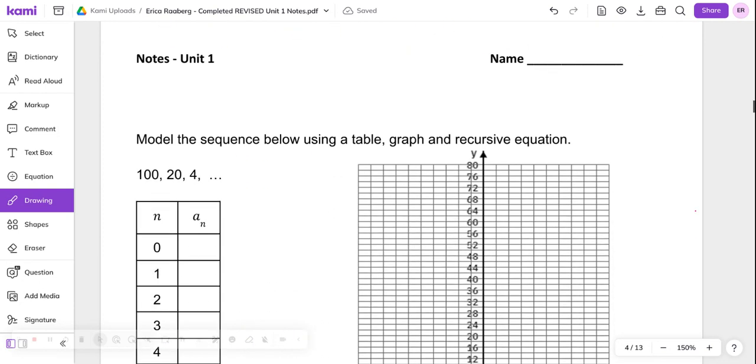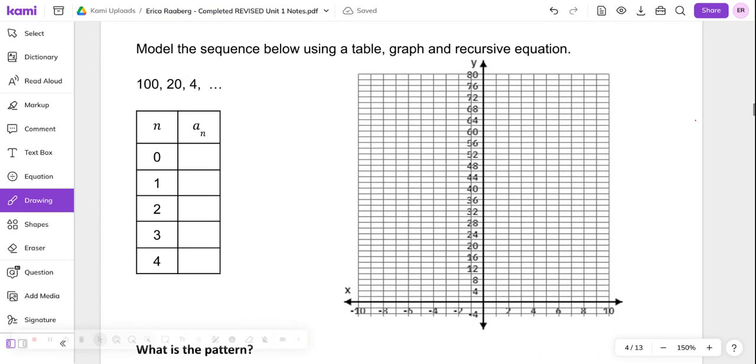All right, we'll do one more example. This one's a little trickier because we do have it going down. It's a decreasing geometric sequence. So let's see what that looks like. All right, so my term number and my term value, I always start with the first term when it's listed like this with commas, second term, third term.